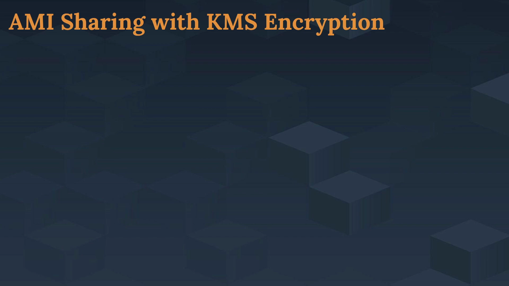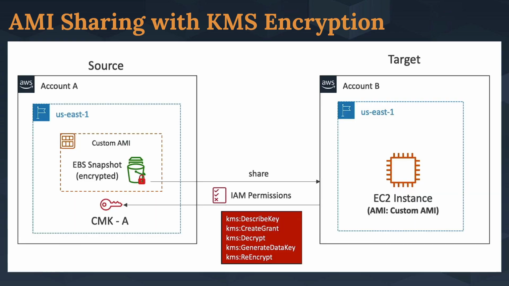Next is AMI sharing with KMS encryption. This picture depicts how this is done. Suppose the source is sharing an AMI to the target. If the source is in US East 1, the target need not also be in US East 1; you can change that region, no worries. Suppose you have created a custom AMI and you are sharing it, encrypted with your CMK A. Then you will share CMK A to the target so that they can decrypt it. You will be sharing all of it, and then they will decrypt it and use it.